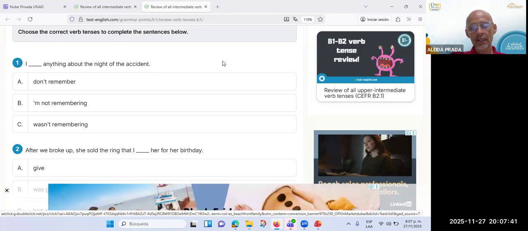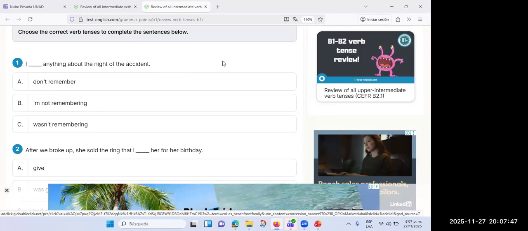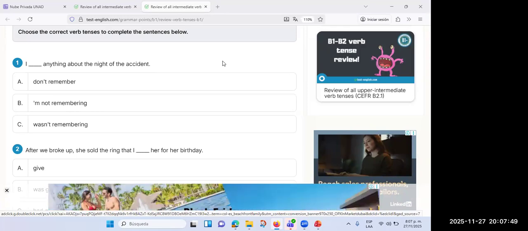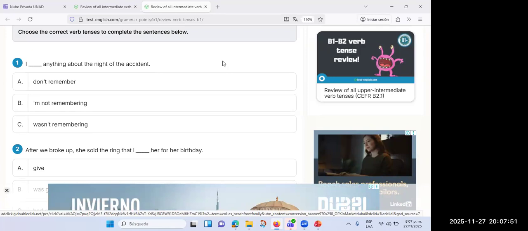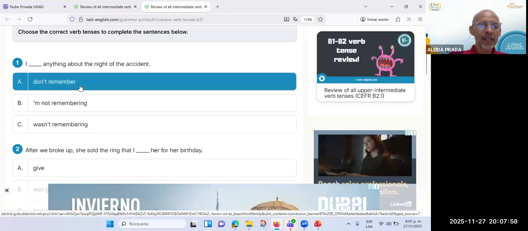In this case, Valentina, what do you think? Which is the correct one? I think it's the first one. Don't remember. I don't remember anything about the night of the accident. So this one. Okay? This is the correct one. I don't remember anything about the night of the accident.